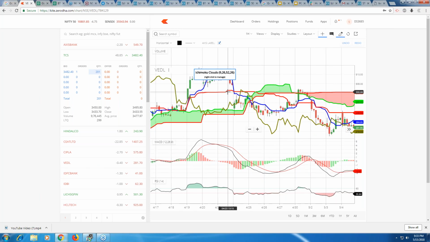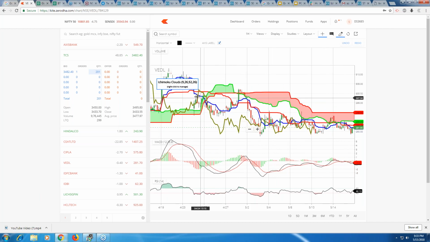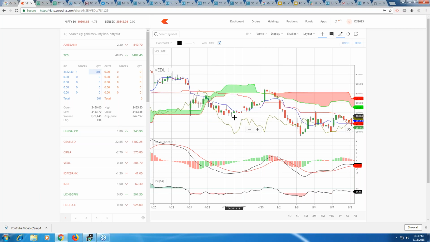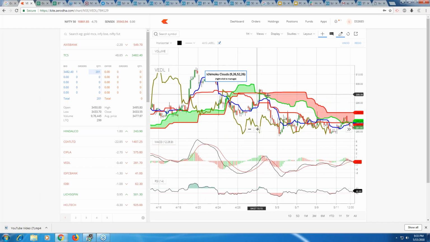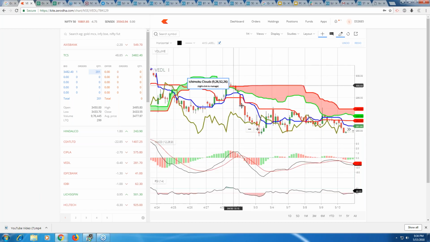You can just short it. Or if you want further confirmation, let the stock come below the cloud, and you get this downfall from 296 to about 285, 287, right? Further, it took a resistance at this point, and the blue line crossed the red line from top to bottom, and somewhere here we can short it at 295. It came down to 279, a good 15 points.